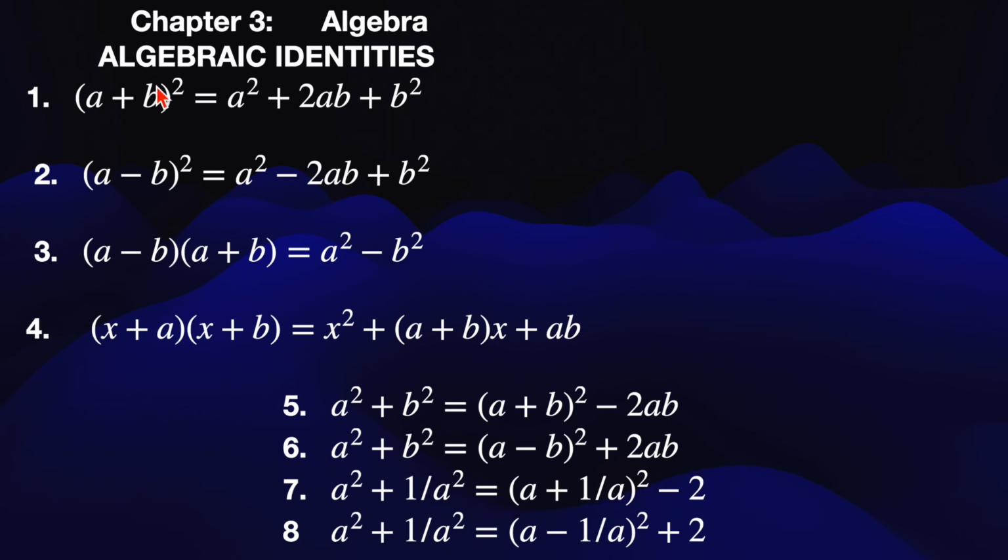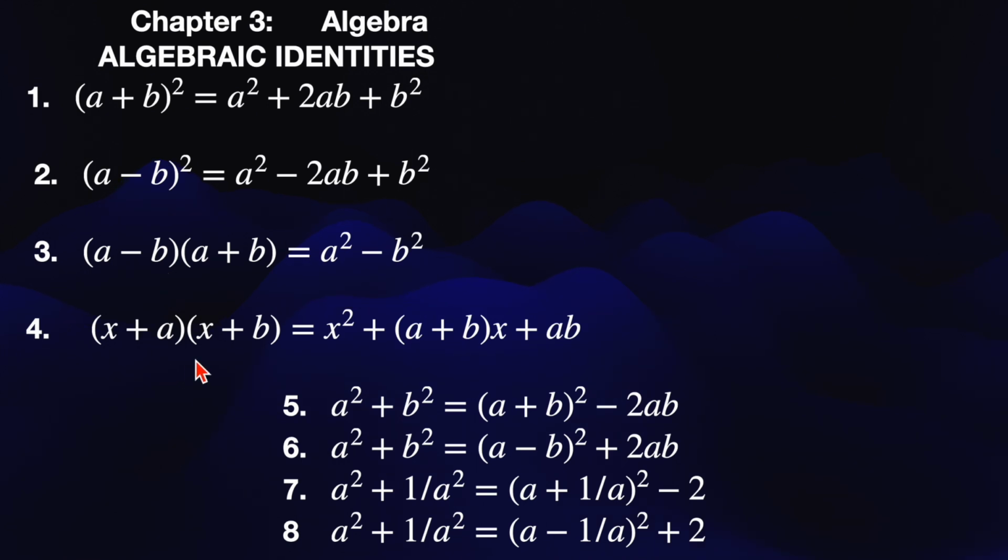So, we are going to study about algebraic identities or formulas. These are identities which will help us to either expand or factorize a polynomial. The first one is (a plus b) the whole square, which is equal to a square plus 2ab plus b square. (a minus b) the whole square is a square minus 2ab plus b square. (a minus b) into (a plus b) is equal to a square minus b square.